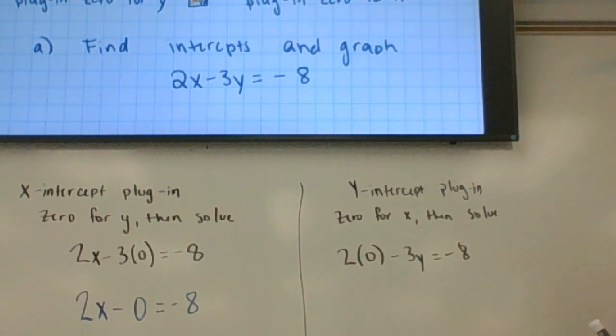Go ahead and draw a picture when you get your points and actually graph it. If you don't have a ruler, you can always use the edge of your ID, and it's almost always just about the right length for your notebook paper. You can do that. It'd be great if you had graph paper.